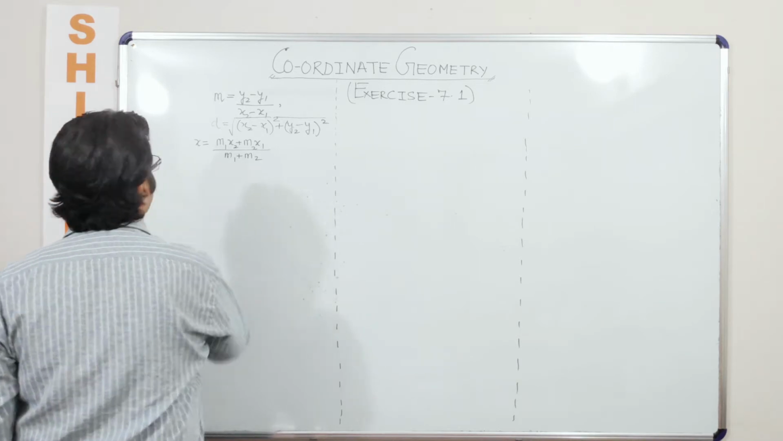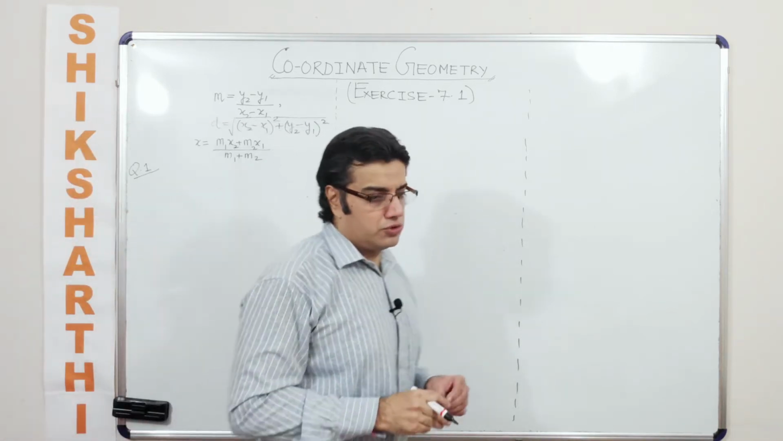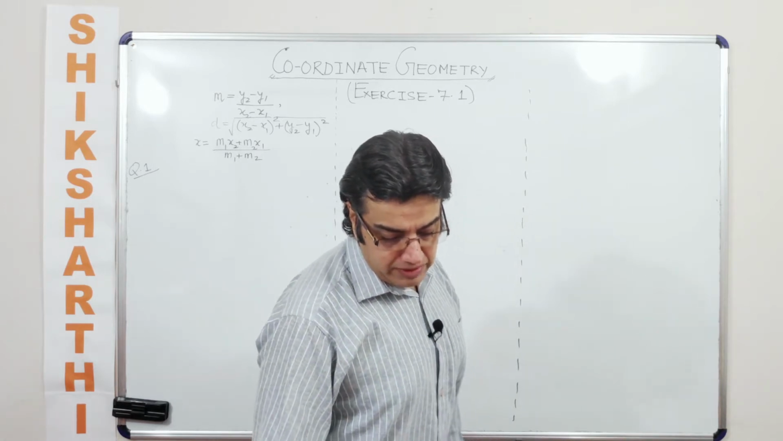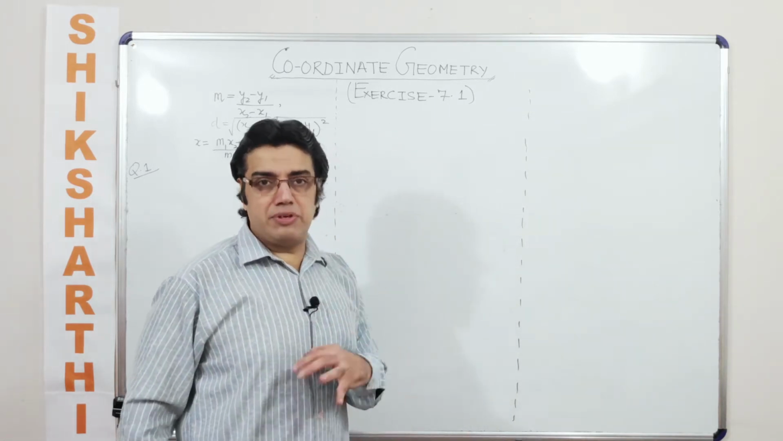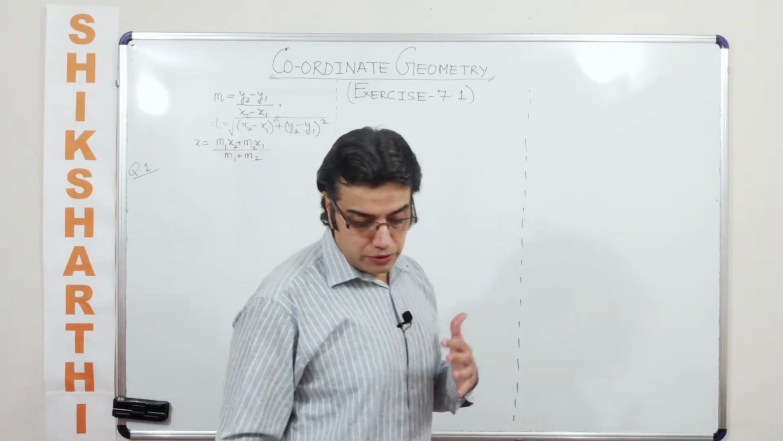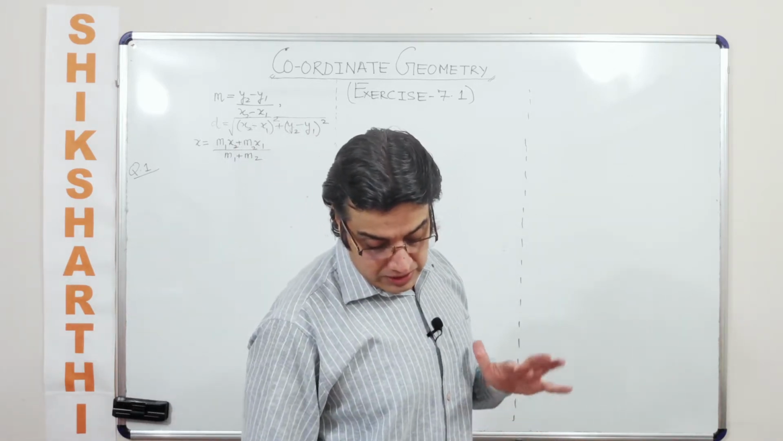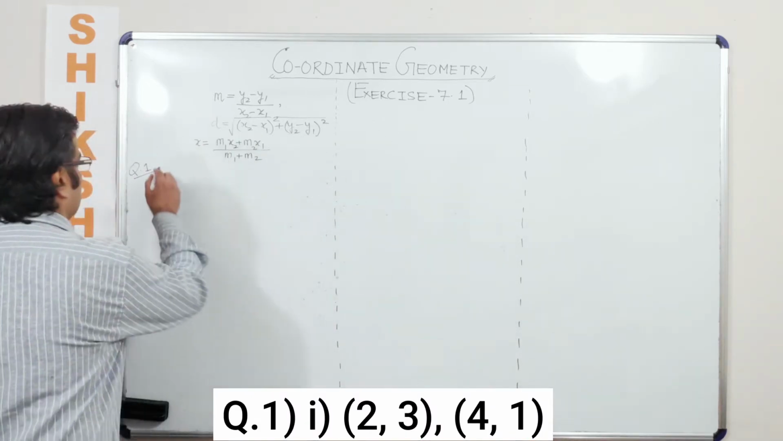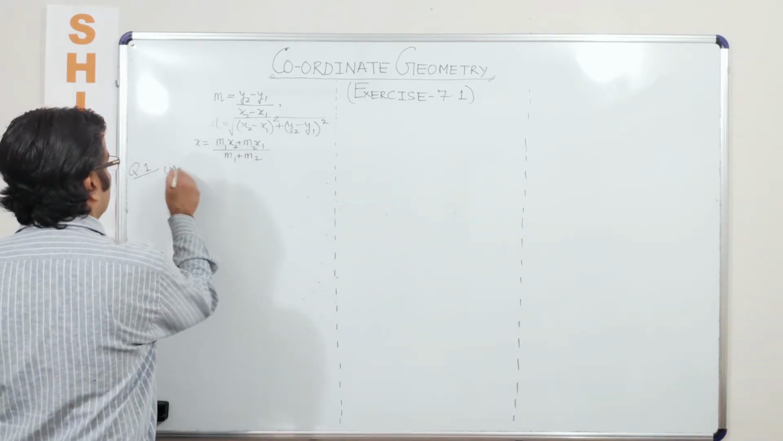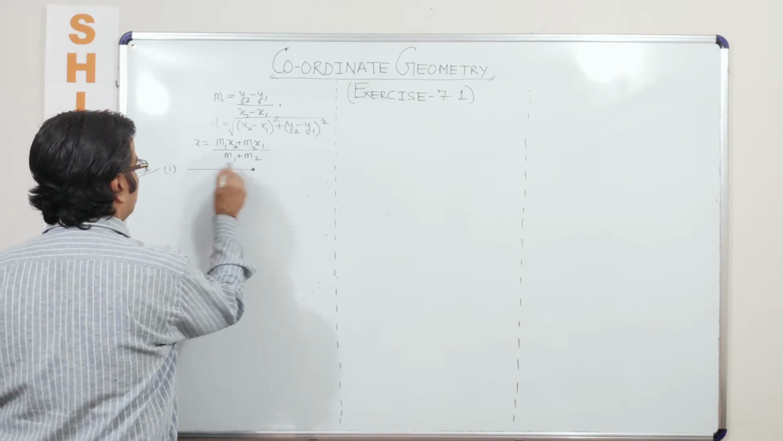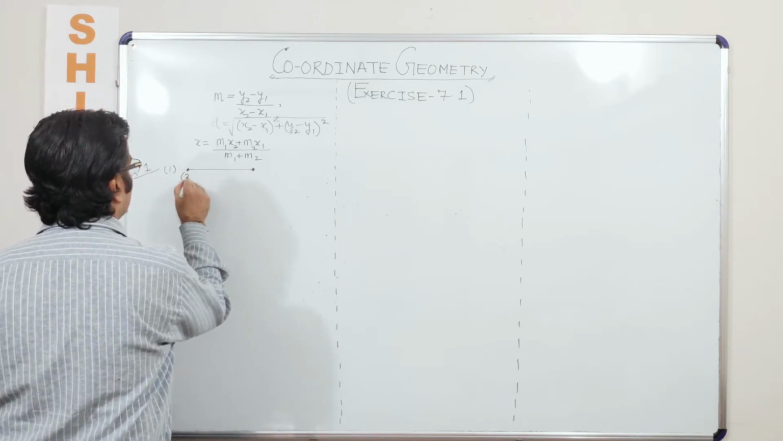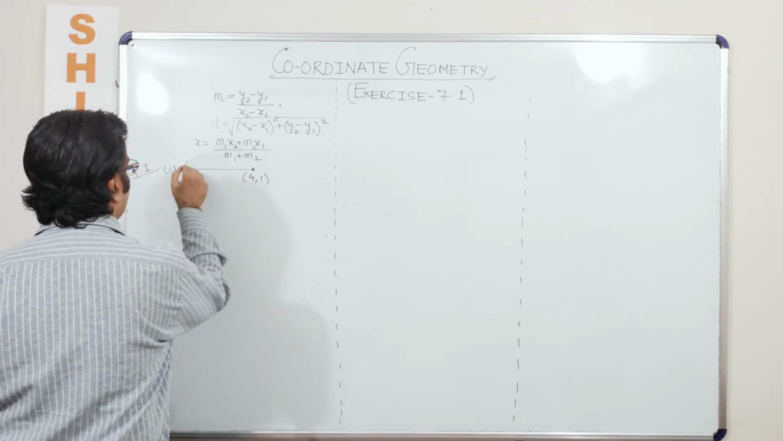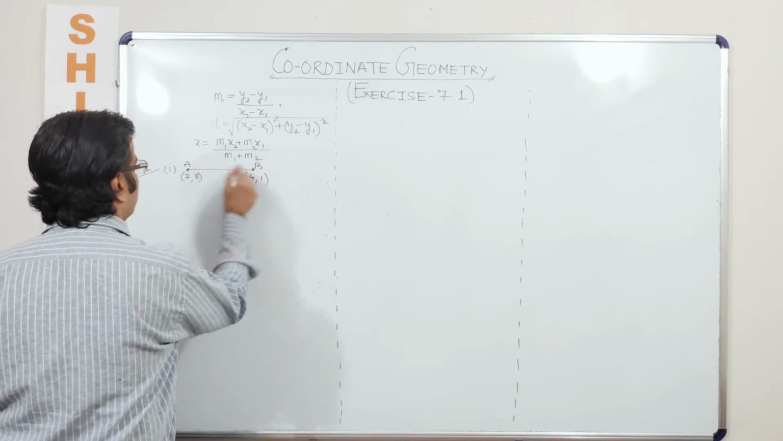So question number 1 basically asks us to find out the distance between 2 points. It is subdivided into 3 parts. The first part says 2, 3 and 4, 1. You are supposed to find out the distance between these 2 points. Let's assume these 2 points are A and B.